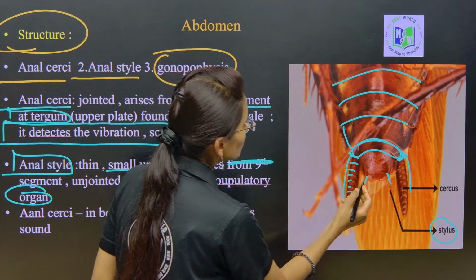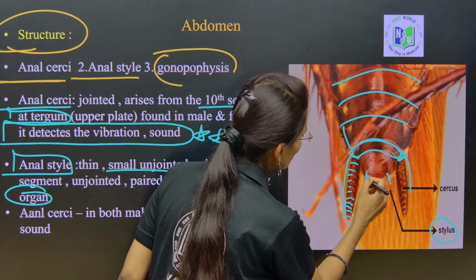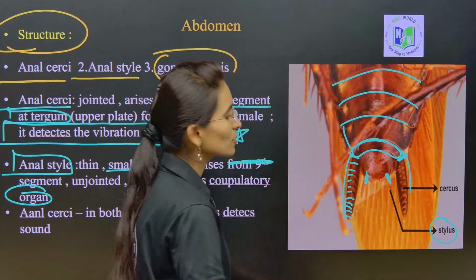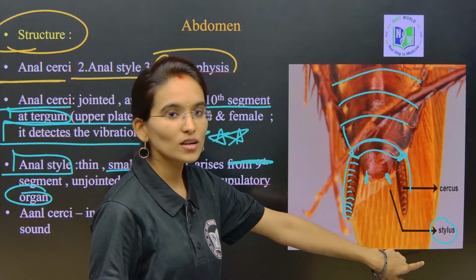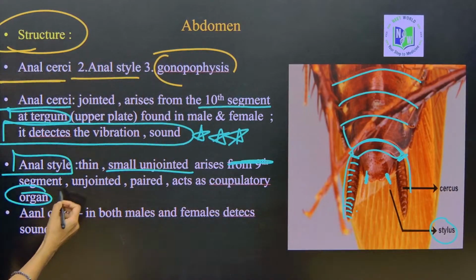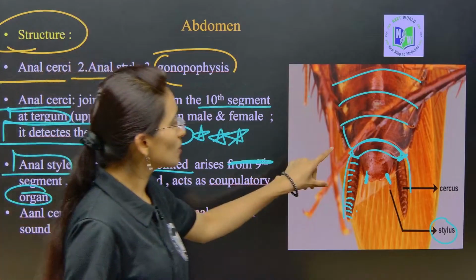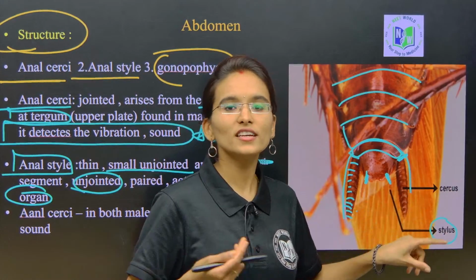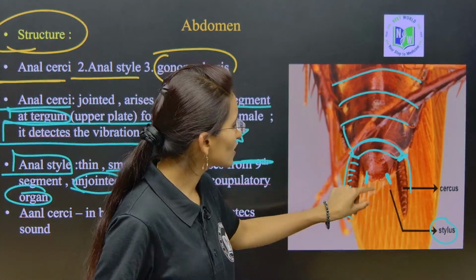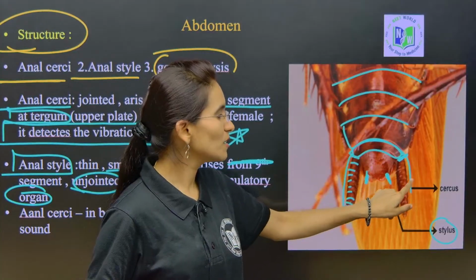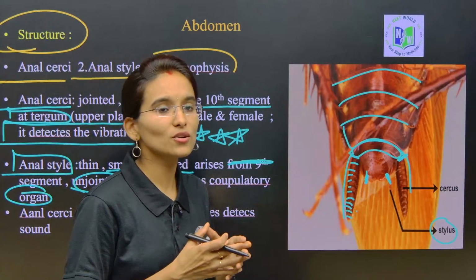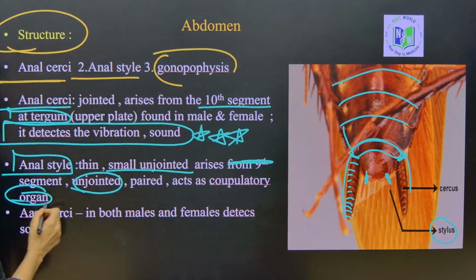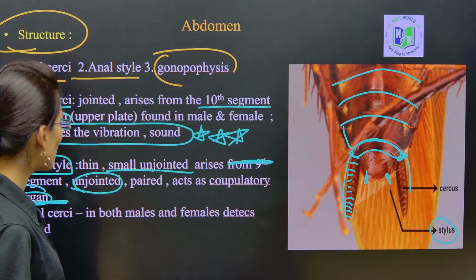So these are going to arise at the end. From this particular structure we can find the anal styles. These are generally unjointed. The joints are present in the anal cirrus, but we cannot find any joints in the anal styles. These are usually small when compared to the anal cirrus. Mainly they play the major role as a copulatory organ. They act like the copulatory organ.